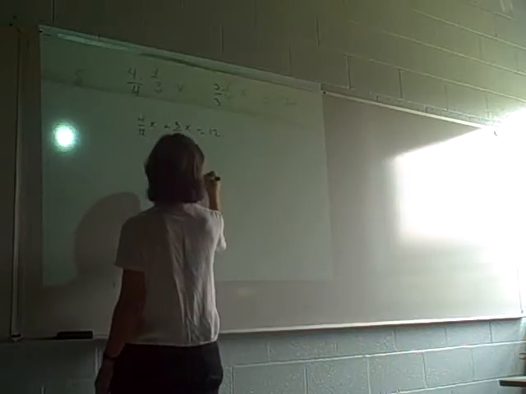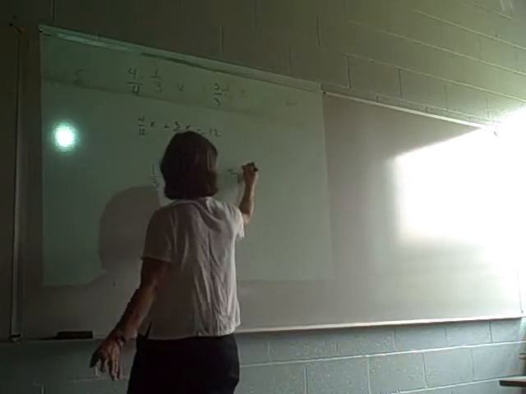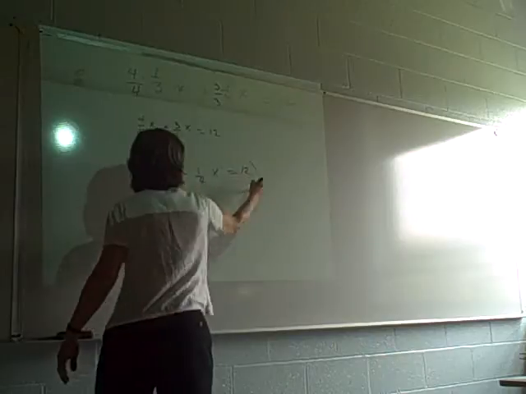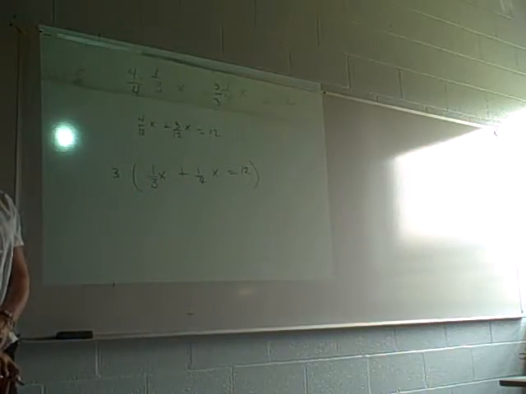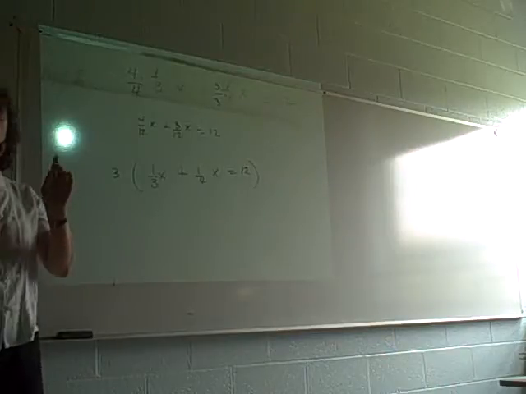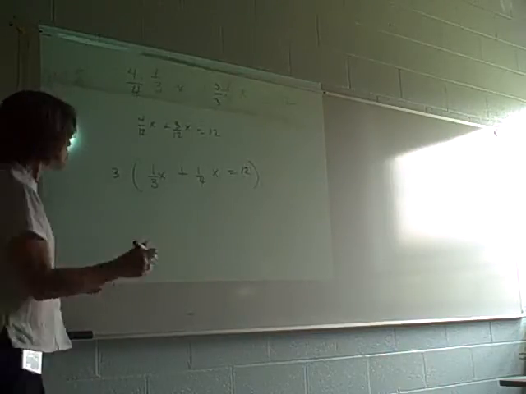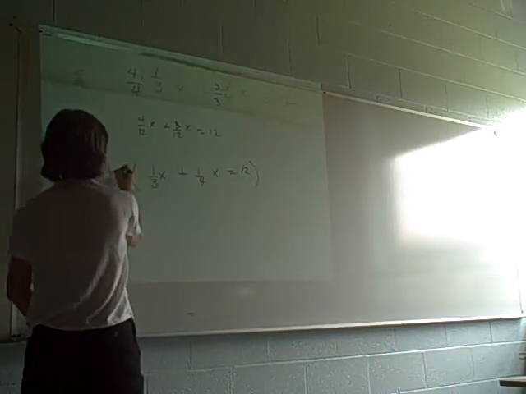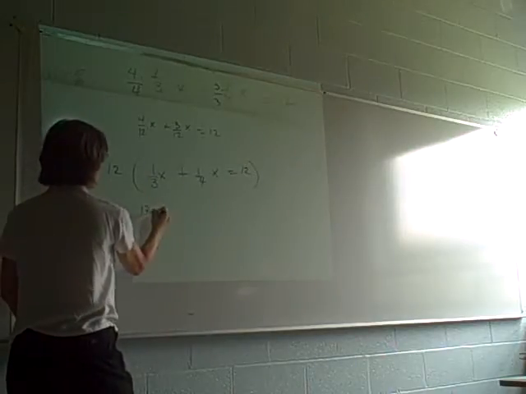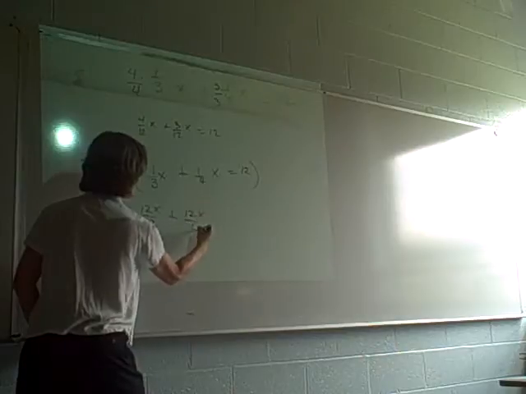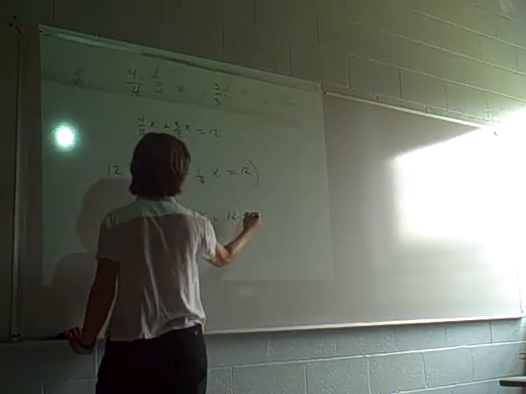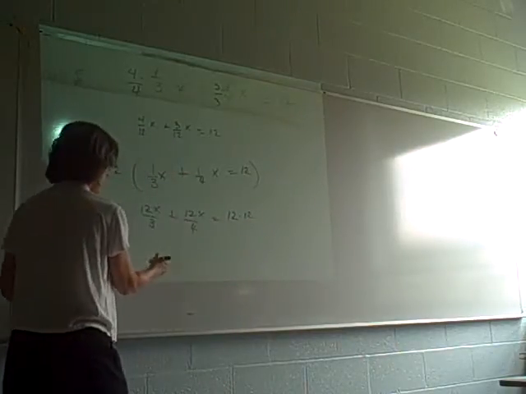By 3? Hold on a second. You would multiply everything by 3, and then, once you have that, multiply everything by 4. Or you can multiply everything by 12. Okay, you're going to multiply everything by 12. Well, let's see what happens. So I'm going to have 12x over 3 plus 12x over 4 is equal to 12 times 12.